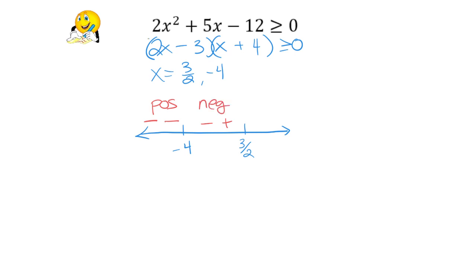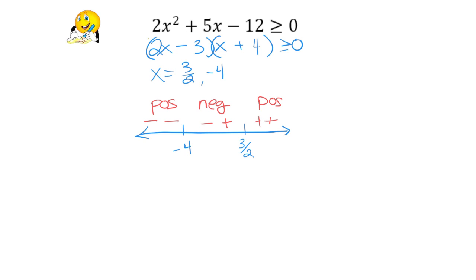And last one, I got 3 halves. I'm going to put in 4. 4 here is going to end up positive. 4 here, going to end up positive. Positive times a positive is going to be a positive.